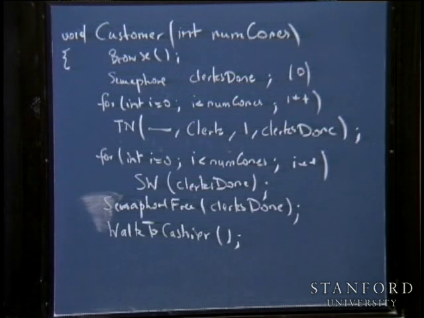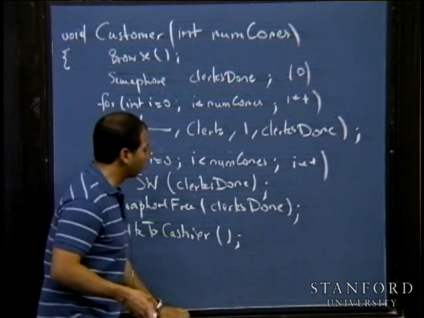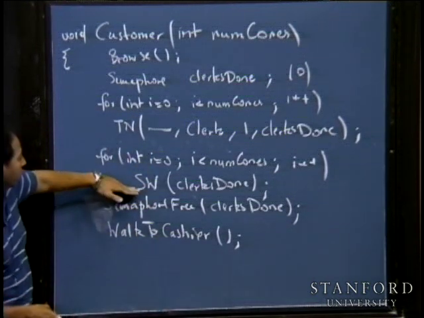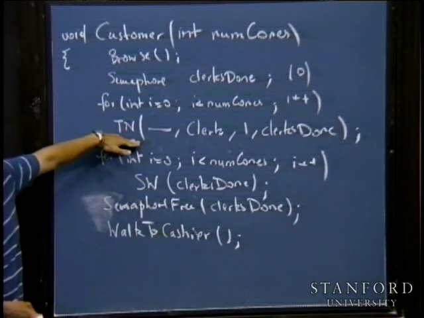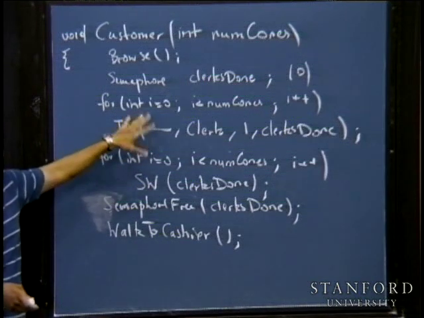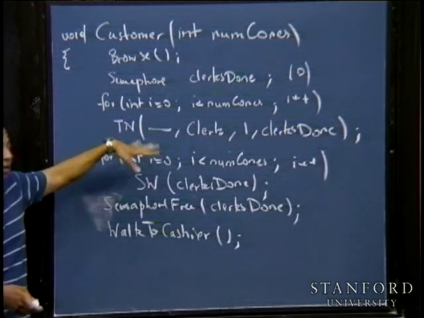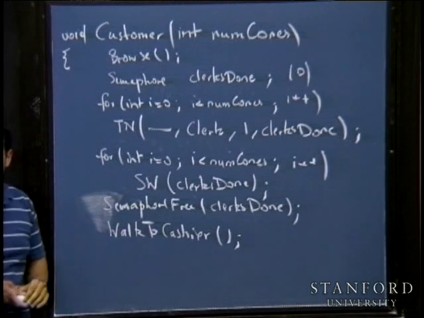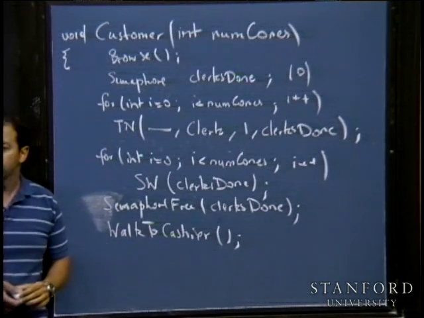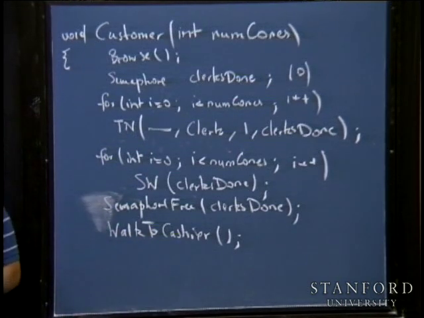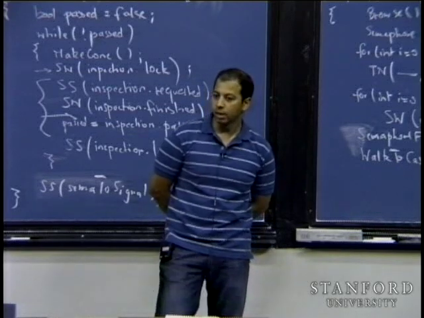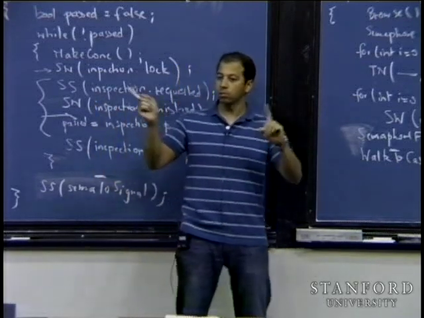Yes? That's a very good question. So the question is the following. Why don't we include the semaphore wait call in the for loop in here? So just have a single for loop that has the thread new and the semaphore wait. Anybody has an idea? Yeah, go ahead. Because the clerks will only be spawned one at a time. Yeah. Any other ideas? Everybody agrees on that?